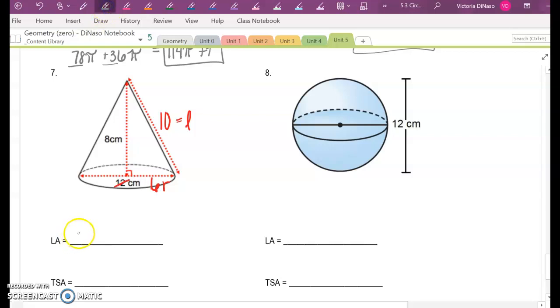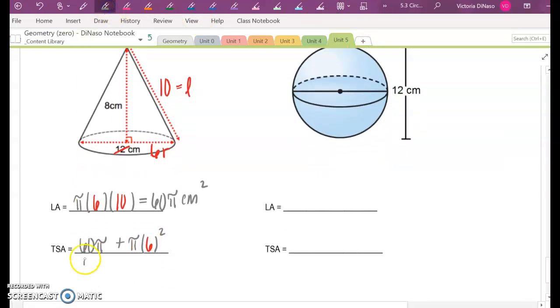So you're going to go straight to your formula sheet for a cone. It says pi radius times slant height. So we're going to write in the number 6 and 10, and we get 60 pi centimeters squared. And then for my total area, we have 60 pi from above, and then plus pi r squared. So I'm going to write in the number 6. So we have 60 pi plus 36 pi, and we get 96 pi centimeters squared.